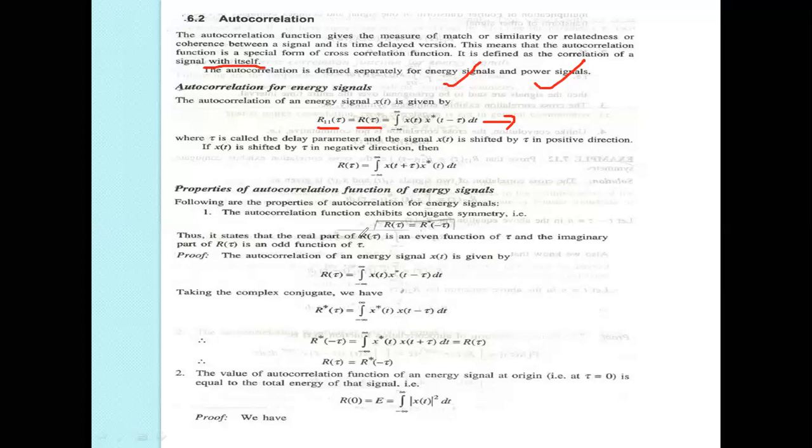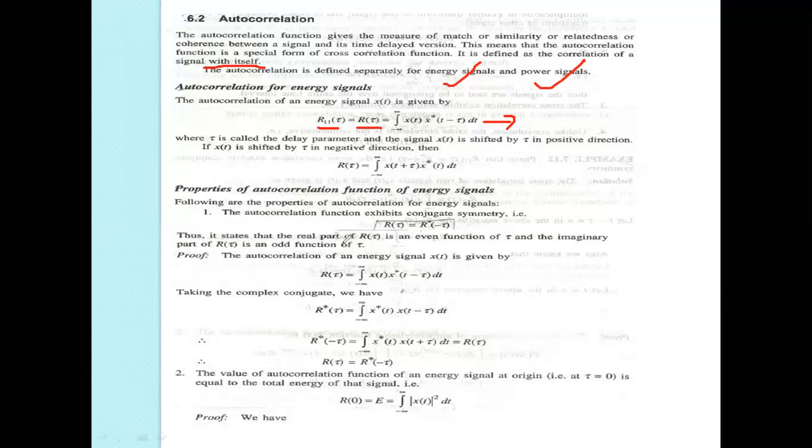Here also, R of tau is equal to R star of minus tau. The autocorrelation function exhibits conjugate symmetry. We are not saying it is a commutative property, because the commutative property, AB equal to BA, applies only to two different signals. Here the signals are the same, so we are not discussing commutativity for the autocorrelation function. In the cross correlation, we discussed that unlike the convolution, the correlation is not commutative. But here, don't say it is commutative, because the two signals are the same. Even so, R of tau is equal to R star of minus tau.